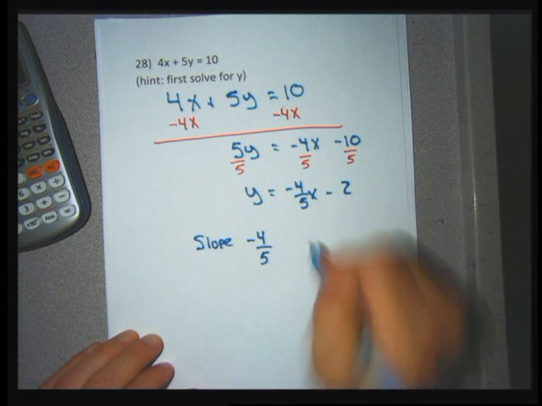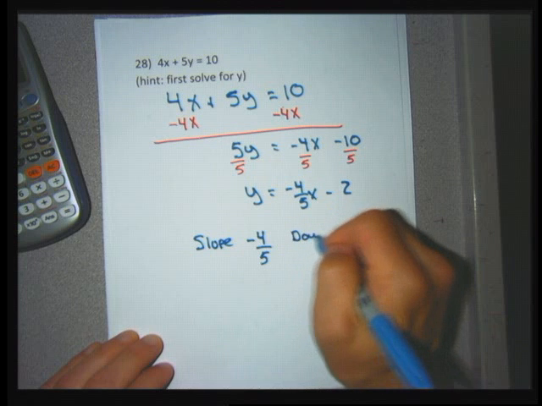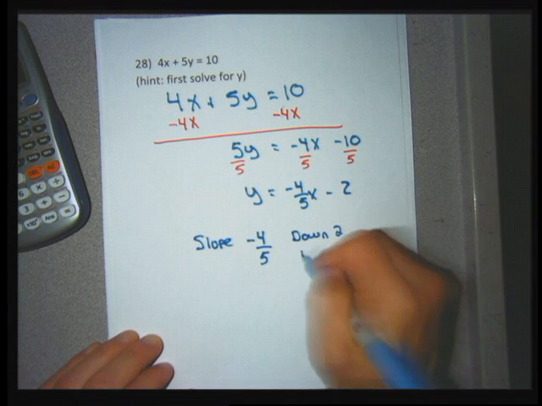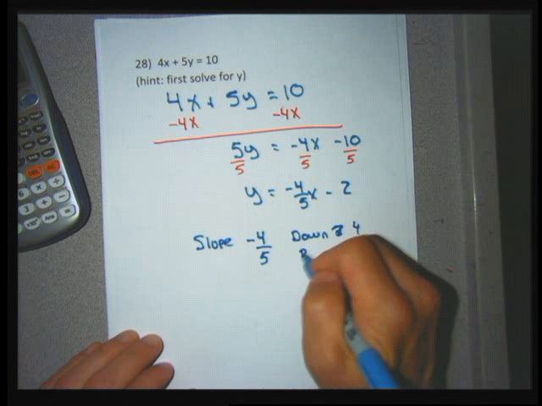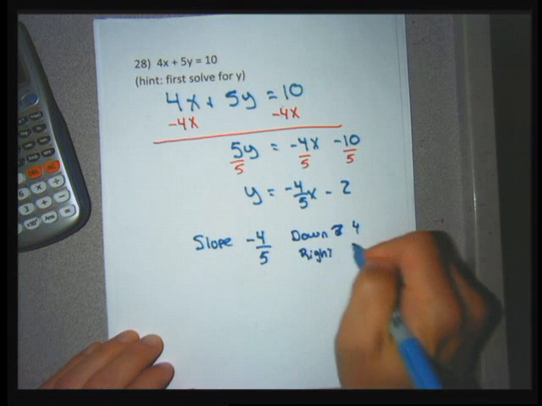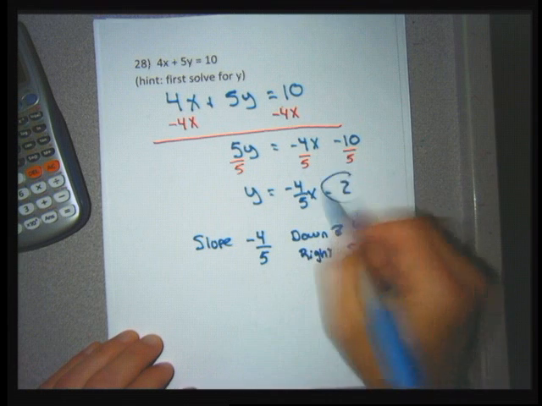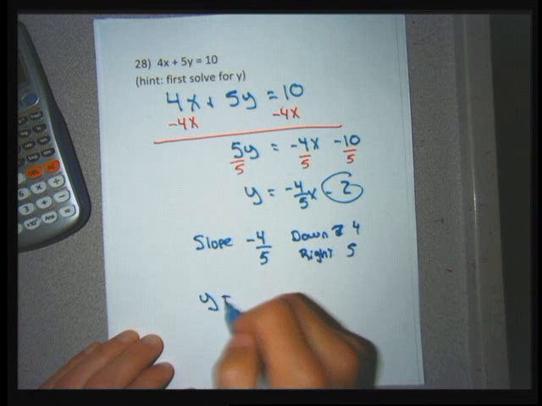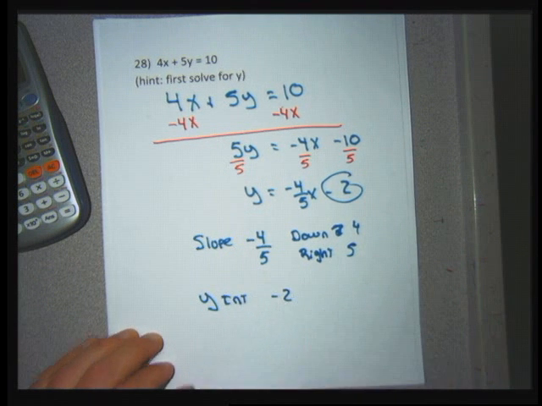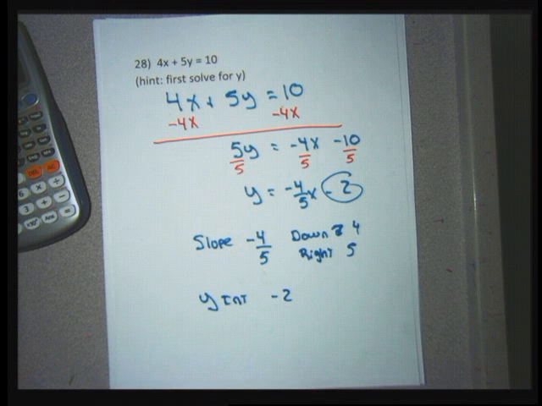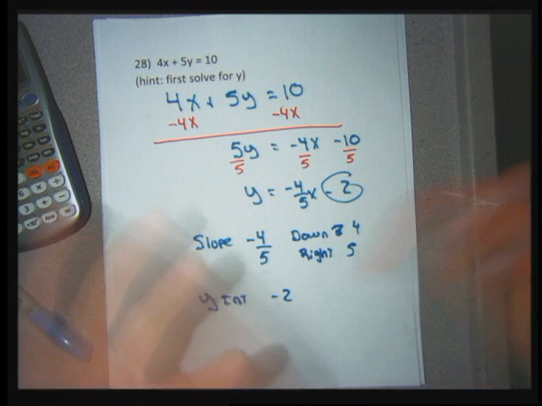So for this problem, the slope is going to be negative 4/5. And what that's going to tell me to do is go down 4 and go right 5. The y-intercept is going to be at negative 2. So what I'm going to do is plot negative 2 on the y-axis, and then I'm going to go down 4 and right 5. I'm probably going to be out of room. To get an extra point, I'm going to do the opposite of going down and right. I'm going to go up and left.